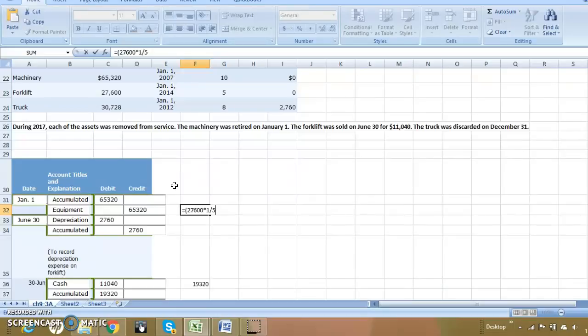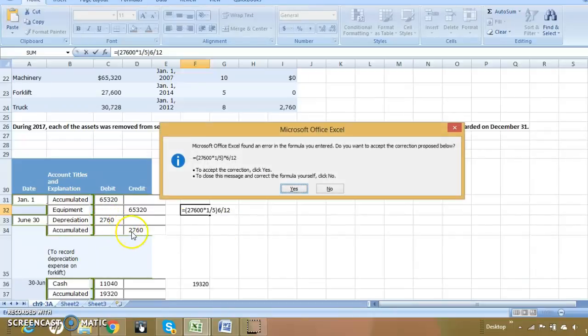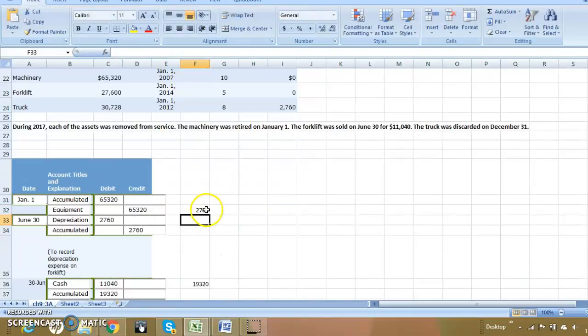And then times 6/12. This number here, 6/12, stands for the months from January to June 2017. So we get our depreciation expense of 2,760. So debit depreciation expense 2,760 and credit accumulated depreciation 2,760.